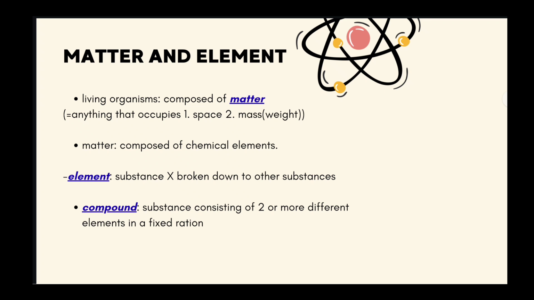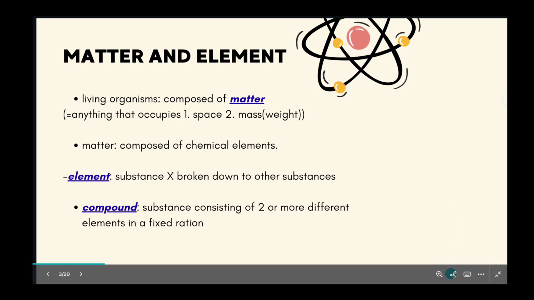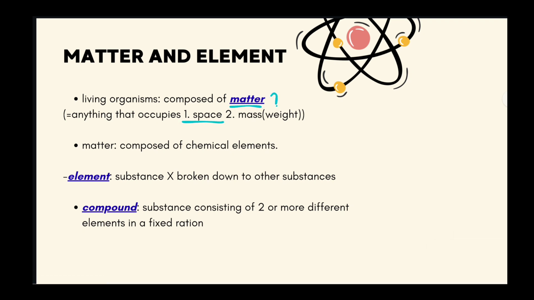What are we made of? In science, we say living organisms such as humans or animals are composed of matter. But what is matter? Matter is anything that occupies space and has mass, which is weight. It is also composed of chemical elements.